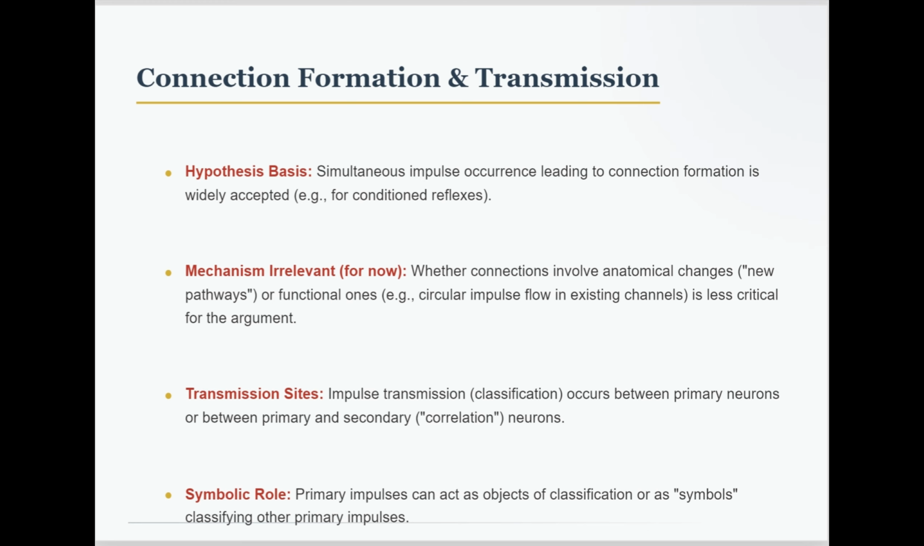How do these connections form? The idea that simultaneous activity strengthens connections between neurons is pretty well established. Think Pavlov's dogs or Skinner's boxes. The exact mechanism, whether it's literally building new pathways or just tweaking existing ones with feedback loops, is still debated, but the principle holds. Now, where does this classification happen? It could be between the initial sensory neurons, or between those primary neurons and secondary neurons further in the brain, maybe called correlation neurons. It gets a bit complex because an impulse might be classified directly, or it might act as a symbol that helps classify another impulse. But the core idea remains: classification happens via these neural connections.